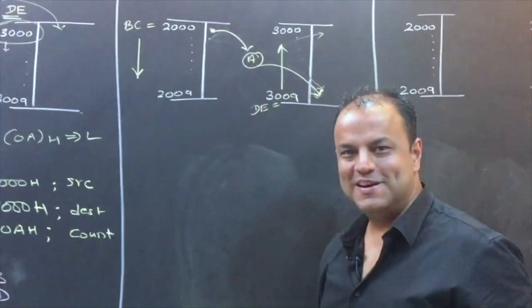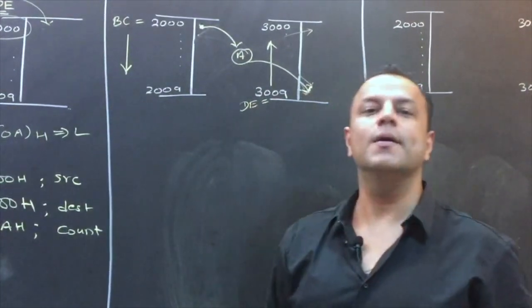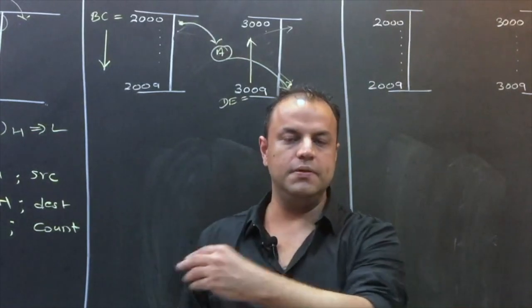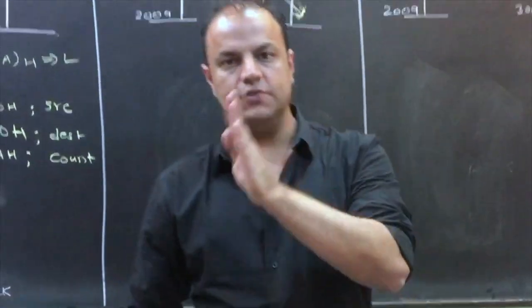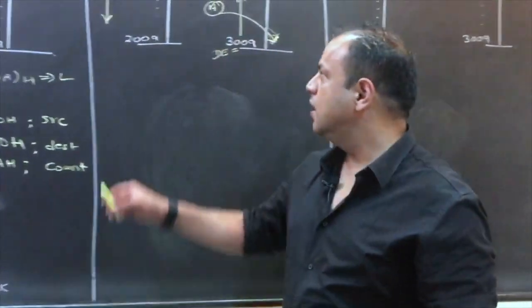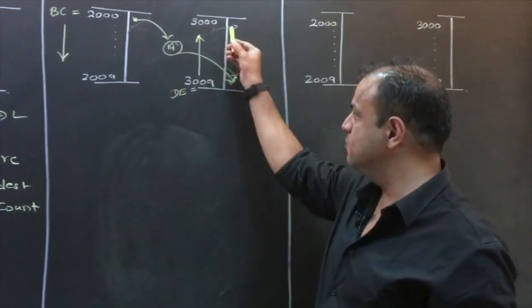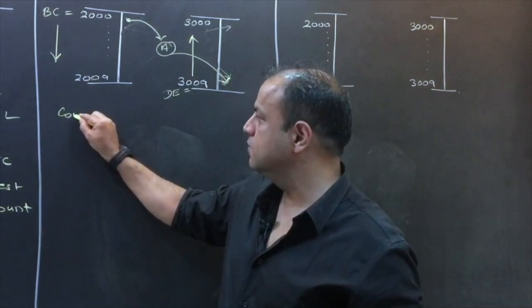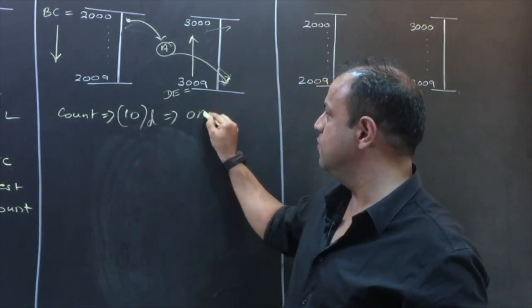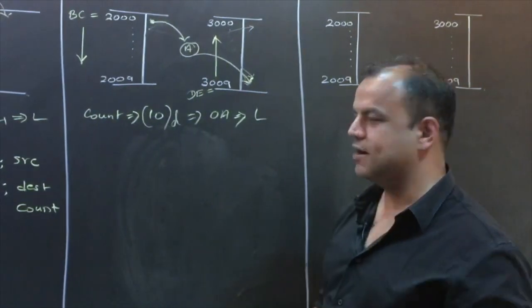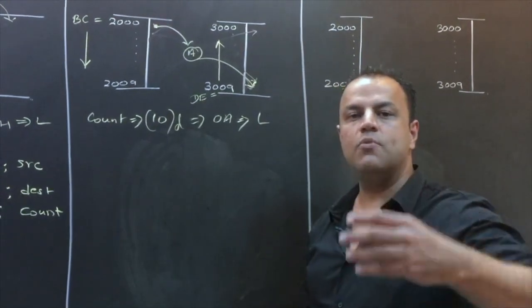Come on, will you be able to dictate the program? What are the three things? When somebody gives you a simple question, inverted block transfer, you need three things: the source address, the destination address, and the count. Assume source block from 2000 to 2009, destination block 3000 to 3009. Assume count as 10, which is basically 0A, which will be there in L. Come on, give me your initialization and the program all by yourself.